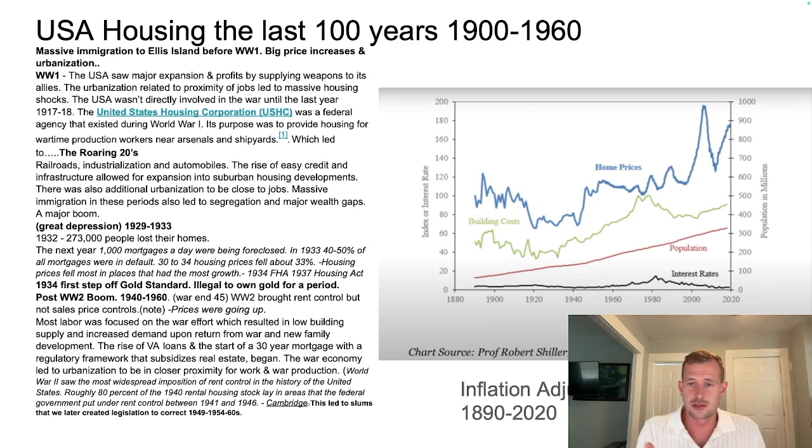As a result, coming out of the Great Depression, I just noted here that we had the 1934 FHA program and the 1937 Housing Act. 1934 was also our first step off the gold standard. It was illegal to own gold for a period of time. Up until this time, we were on a gold standard, and we started to step away from it starting now, because of massive deficits that we were experiencing at this time.